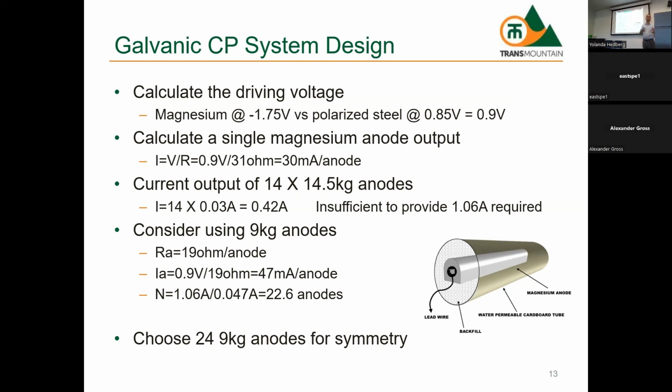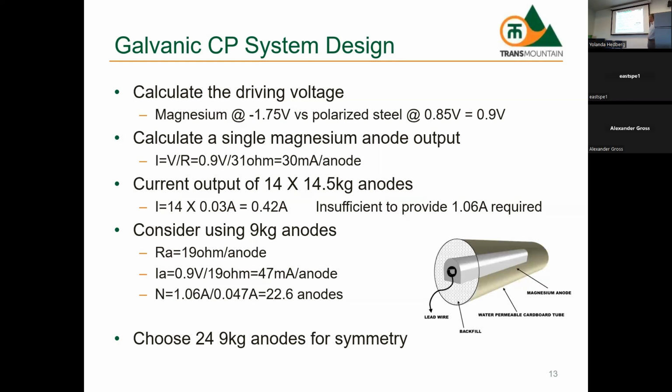So there are different applications for different anode sizes and weights. The 14.4 is a more bulky anode. It has its application where it's going to work, but it doesn't work in this example because we would need so many of them, and we're going to have so much mass there, we're not going to use it all. In this example, we go down to a 9 kilogram, which is longer and skinnier, and get a better, lower resistance, more current. We're getting 47 milliamps per anode when we calculate it. And we find out that we only need 22, we're going to call it 24 of these anodes.